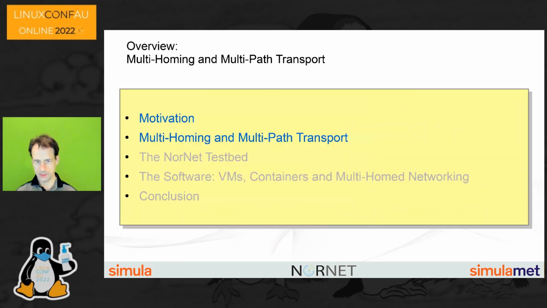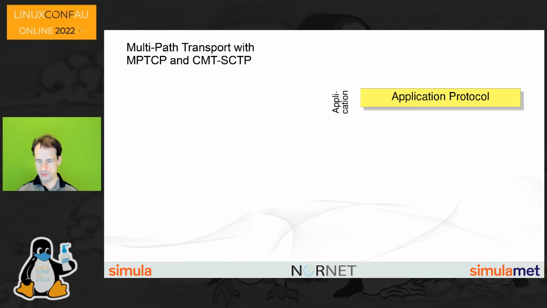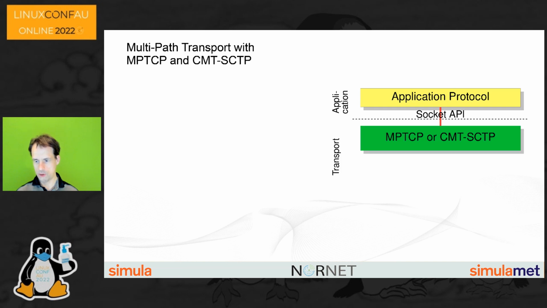So let me shortly go into a little bit more detail about multipath transport, particularly with MPTCP or CMT SCTP. How does it work? Looking at the OSI model stack, you have the application protocol in the application layer on top, and of course the kernel, which implements the transport layer, that is MPTCP or CMT SCTP, as part of the implementation of TCP or SCTP.